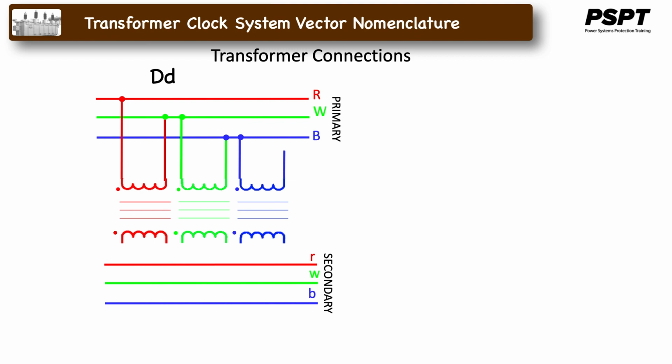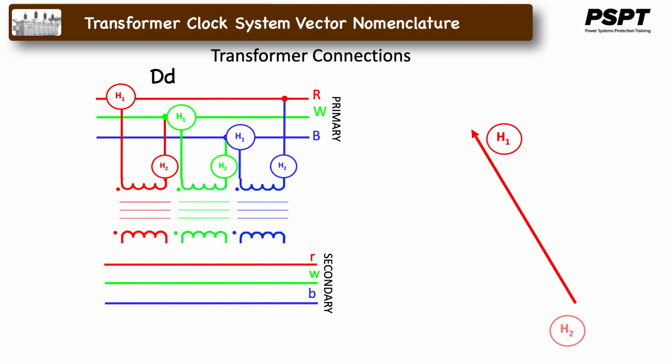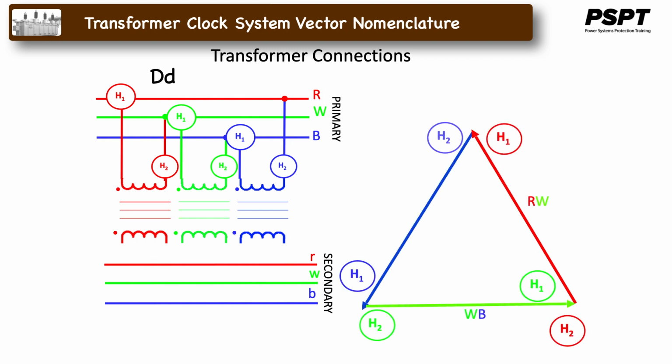Now let's look at a delta-to-delta configuration. We have already studied this configuration with the primary windings connected like this. It would produce these phase-to-phase voltages on the primary side. With the secondary windings connected in a similar fashion, it would produce voltages that would look like this.